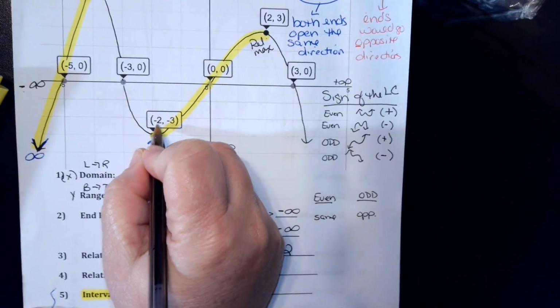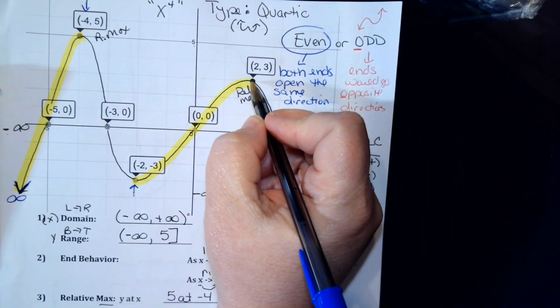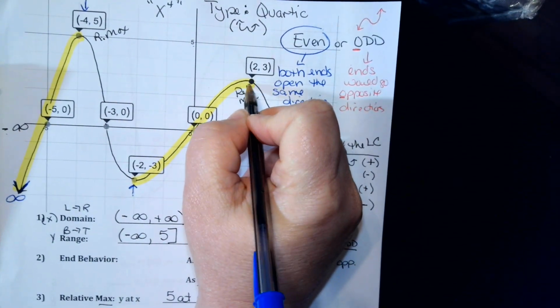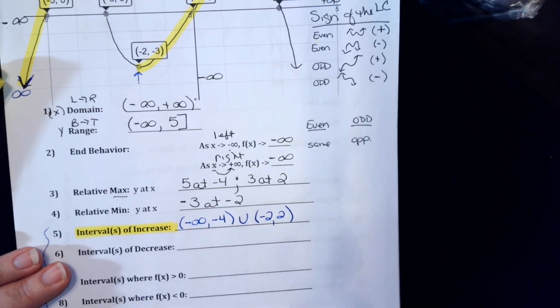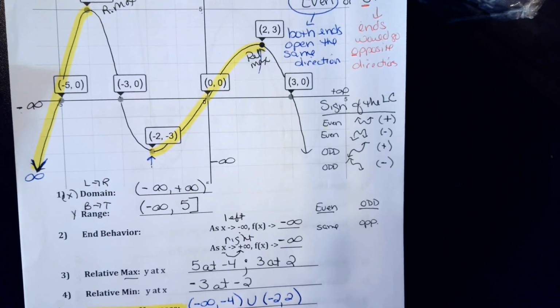Where does this one begin? It begins at negative 2. Where does this interval of increase stop? It stops at a positive 2. And there, folks, are your 2 intervals of increase.